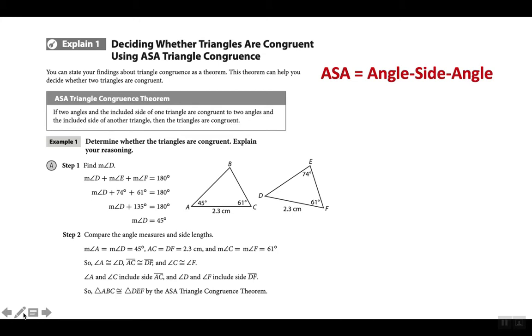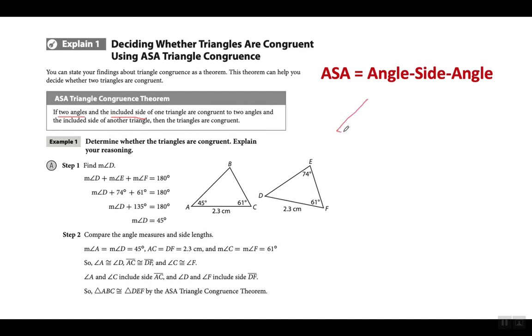All right. So let's first read what the ASA triangle congruence theorem is. If two angles and the included side of one triangle are congruent to two angles and the included side of another triangle, then the triangles are congruent. Let me draw you a simple example that we can look at, and it'll make sense, okay?